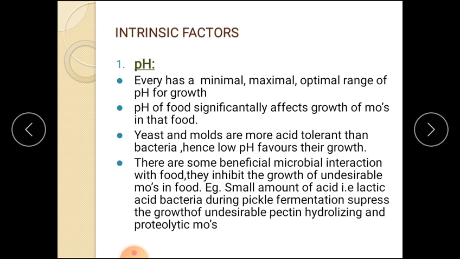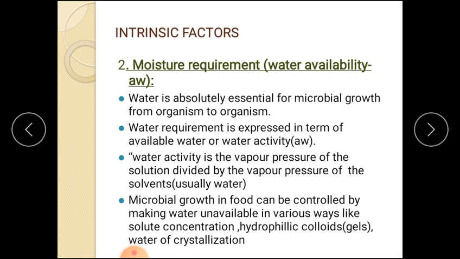Okay, so the next factor is the moisture content, or we can say the moisture requirement of the organism, and it is expressed in the form of water availability, that is aw. So the denotation for water availability is aw, remember it. Water is absolutely essential for the microbial growth of organisms. Now what is this water activity?